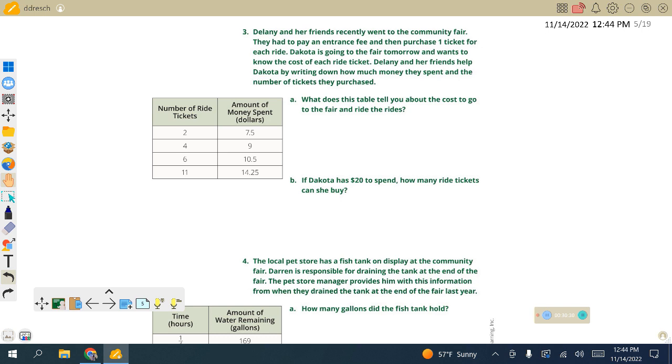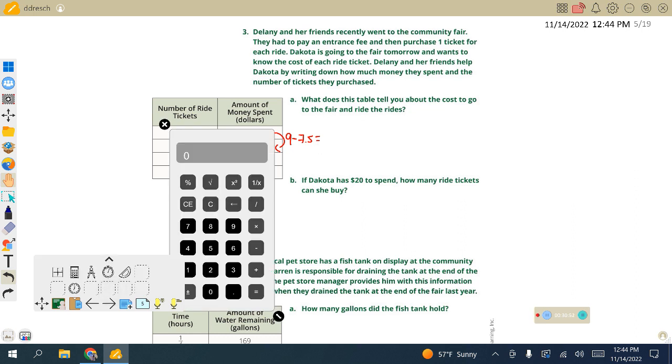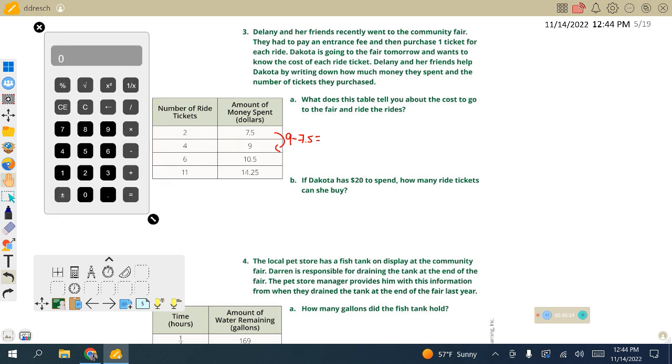That's going to allow us to calculate the cost per ride. So let's do that. Pick two numbers, right here, these first two numbers. How much do you go from 7.5 to 9? Are you going up or going down? The way I'm calculating it is the second one minus the first one. Go to that calculator of yours, punch it in, and check me as well. You should be getting 1.5? 9 minus 7.5 gives me 1.5.